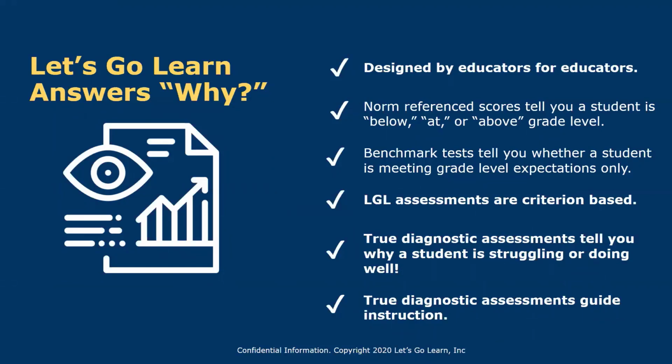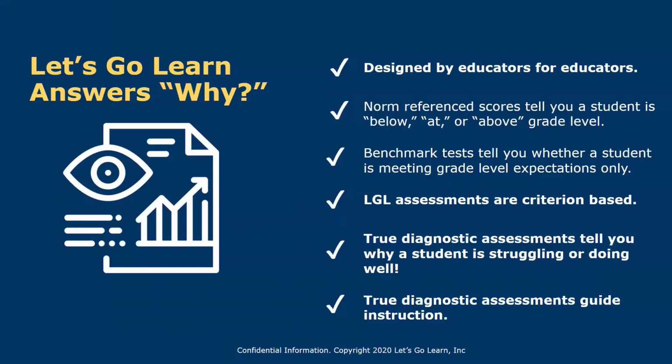Let's Go Learn's assessments were designed by educators specifically to help educators inform their instruction. Our assessments are criterion referenced, and that means that we are looking for specific skills in a specific scope and sequence so that we can help you know where to tailor your instruction for that student. Typically, other assessments may be norm referenced, which means they're telling you if your student is below, at, or above grade level in comparison to other students. But we're not looking to compare your students to other students. We want you to compare your students to themselves to see their growth and use that to inform your instruction.